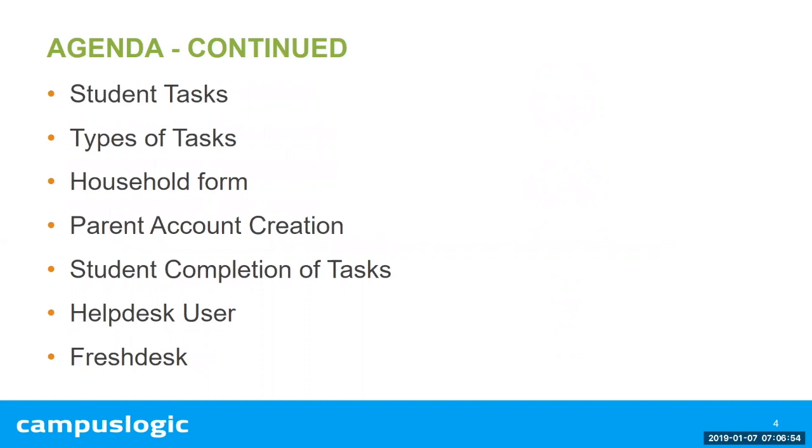We will go over the household form, which is also known as the verification worksheet, as well as the parent account creation and how that'll look like for a parent and what they will see and how they will create their accounts. Next, we are going to discuss student completion of tasks and how they will do that within the system. And lastly, we will discuss the help desk user role, what that role all entails, and then our Freshdesk system, which is our ticketing system. So we'll show you how to use that and what that'll look like.